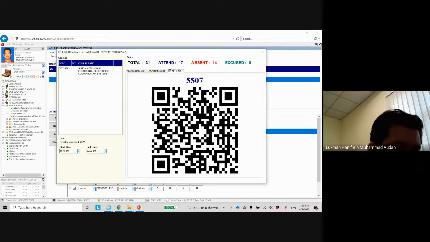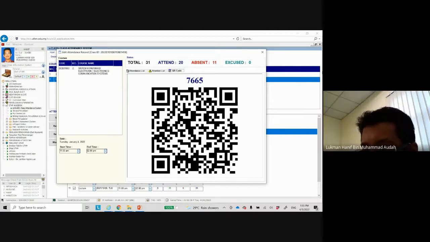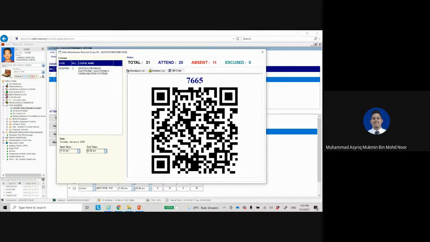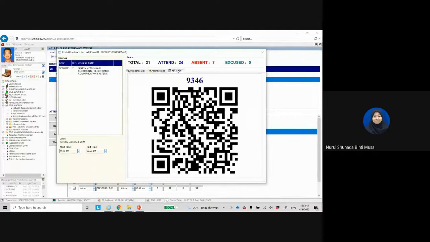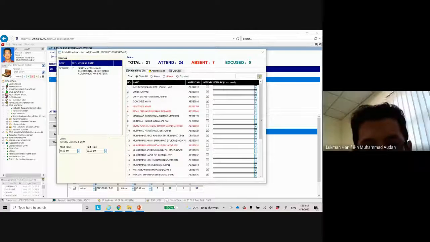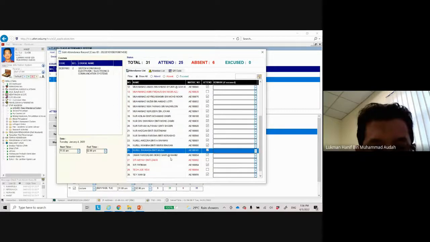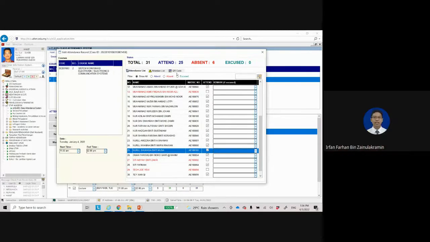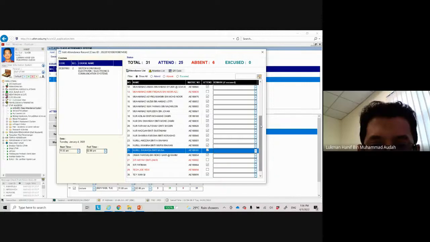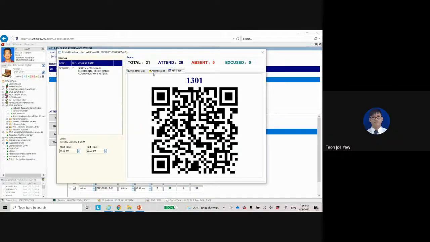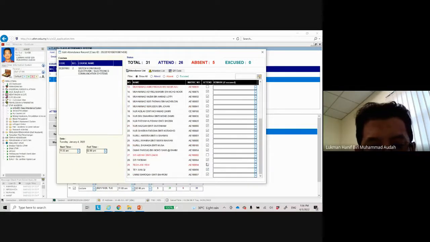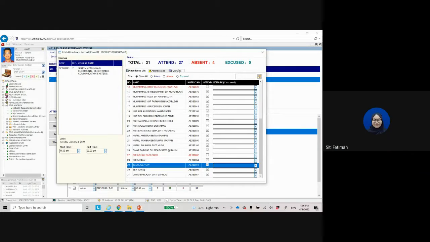Doktor, saya tak boleh scan doktor. Oh, nama siapa? Ashrik Mukmin. Muhammad Ashrik Mukmin. Okey dah. Nurul Syuhada. Terima kasih doktor. Irfan. Okey. Ulang balik nama? Irfan Farhan. Okey. Siapa nama? Tio Jan. Okey. Settle. Thank you, doktor. Okay, welcome. Siapa lagi belum?